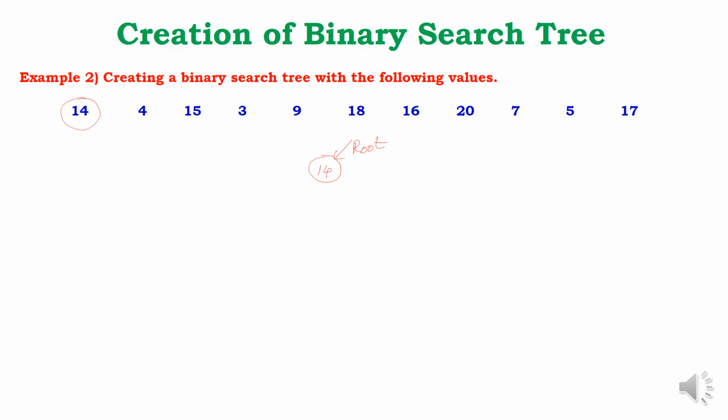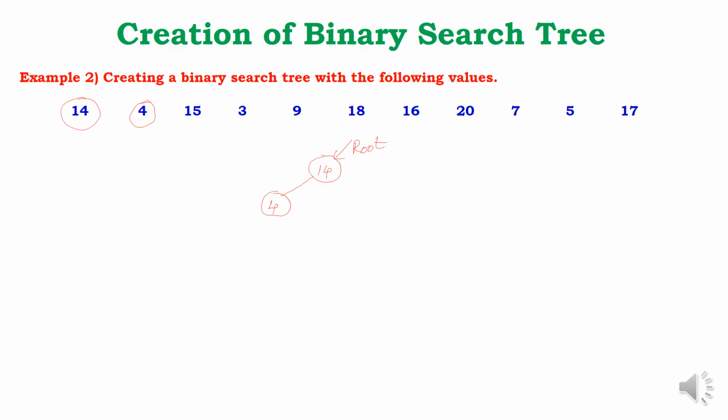Now add 4. Create a node with information 4. Start comparing with the root node. Is 4 less than 14 or greater than 14? It is less than 14. It should come in the left subtree. Is left of 14 free, empty? Yes, it is. So we can add a node comfortably on the left side of 14. So 4 is added as the left node.